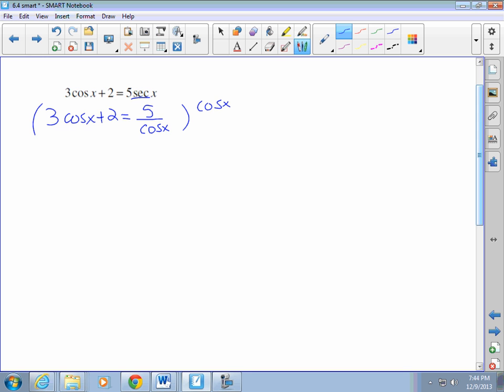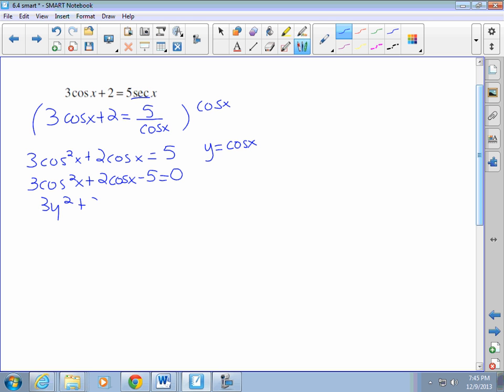So this will become 3 cos squared x plus 2 cos x, and this cos x multiplying by 1 will be gone, so that will just be a 5. So if I bring it over to finish solving my equation, 3 cos squared x plus 2 cos x minus 5 is equal to 0. So I use my substitution, so this is easier to solve. So this is 3y squared plus 2y minus 5 is equal to 0. So slide and divide, I move my 3 over, so this becomes y squared plus 2y minus 15 equals 0. Product and sum, y plus 5, y minus 3 is equal to 0.